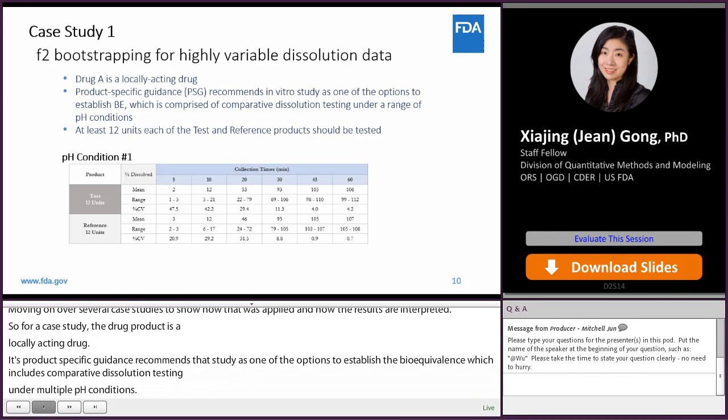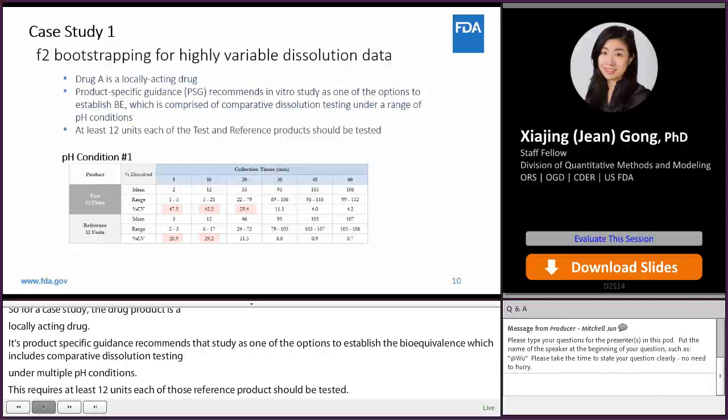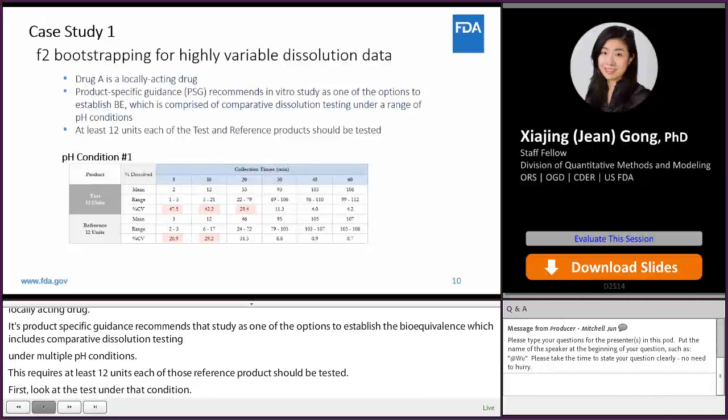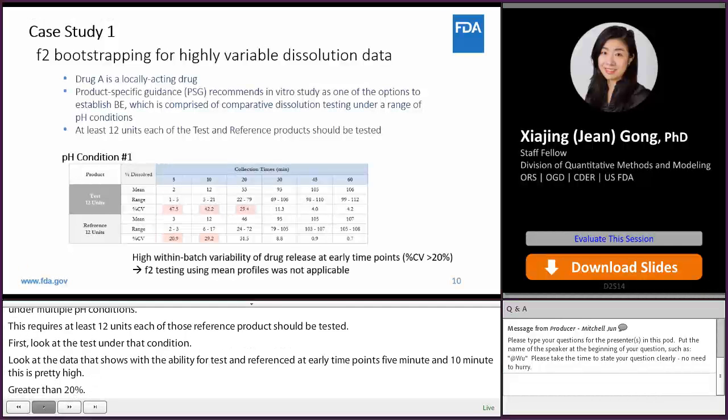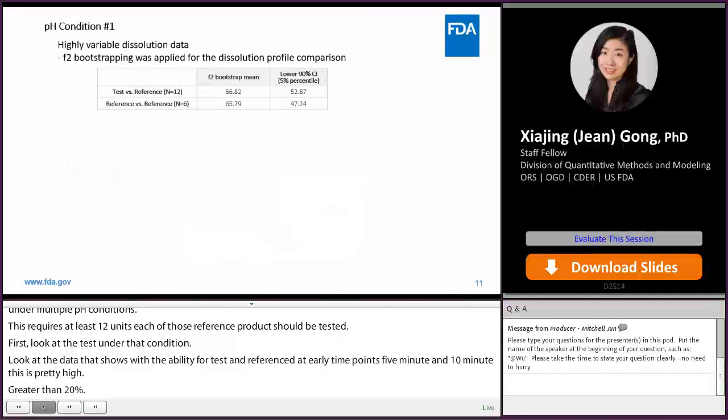First, look at the test under pH condition 1. Look at the data that shows the within batch variability. For test and reference, at early time points, 5-minute and 10-minute, the percent CV is pretty high, greater than 20%. And for the test product, at later time points, at 20 minutes, the percent CV is still high, greater than 10%. This indicates the data is highly variable, where F2 testing using the mean profiles was not applicable. So F2 bootstrapping was applied for the dissolution profile comparison of the highly variable data in this case.